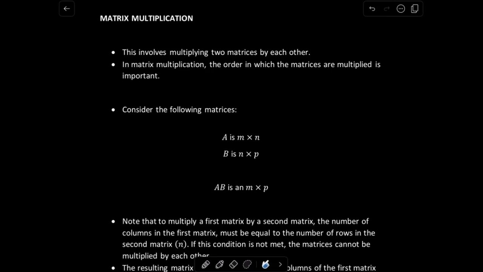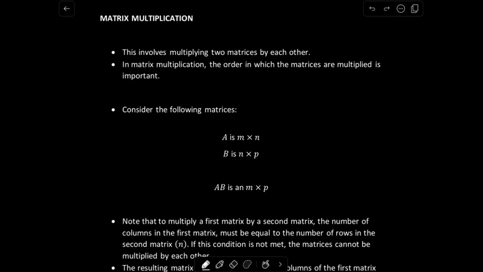Alright, on to matrix multiplication. This involves multiplying two matrices by each other. So recall what I said previously in scalar multiplication. In scalar multiplication, we were taking a matrix and multiplying it by a constant number. Matrix multiplication is different. Now we are multiplying two matrices by each other.